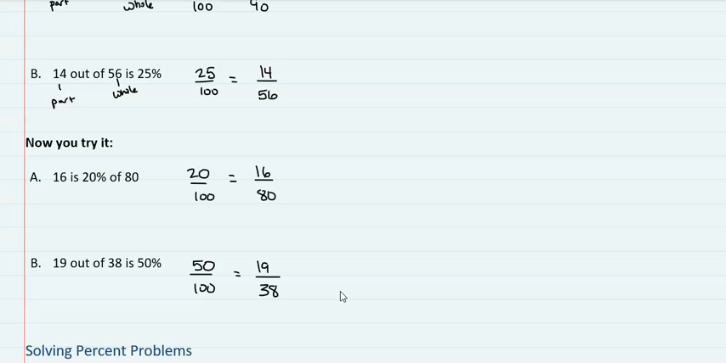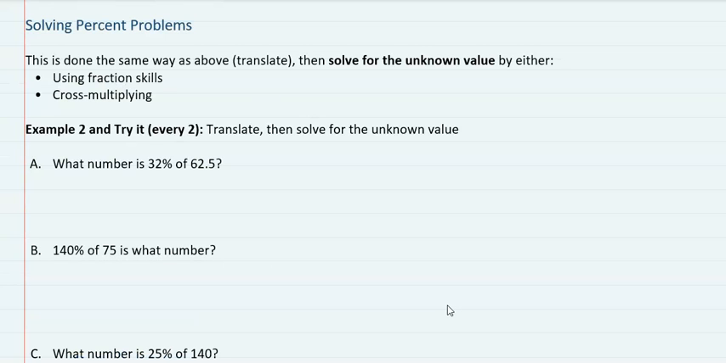So we're going to look at solving percent problems now, and I just wanted to make sure you understand that this is done the same way as above. We translate it first, and then we solve for the unknown value using one of two skills, whichever one is better, using fraction skills or just cross-multiplying.